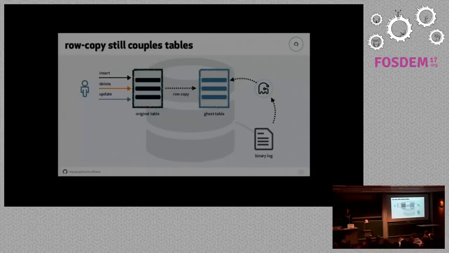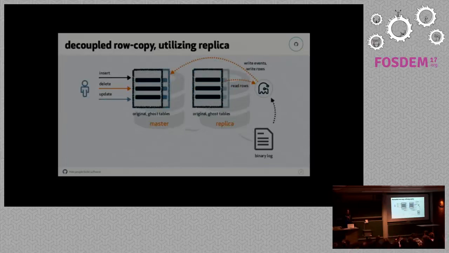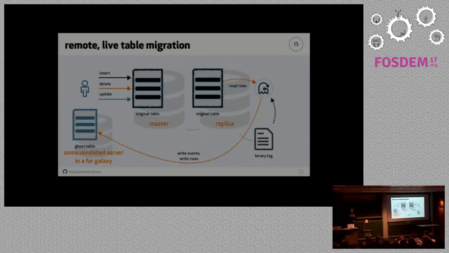So one of the last things I want to mention is that now the row copy is done with just an insert into a select from. But eventually there are ideas about decoupling that, and then you can actually read from a table and write to another table. And then there are other things you can do eventually, like a live table migration. So you're reading from the binary logs, you're reading the original rows from the server, and you're writing into a completely unrelated server, which allows you to do a live migration of a table, which is pretty nifty.